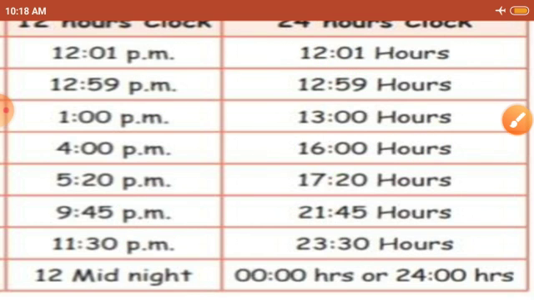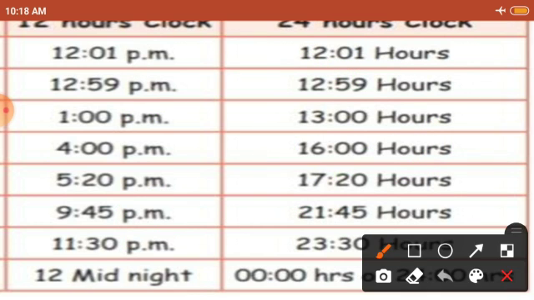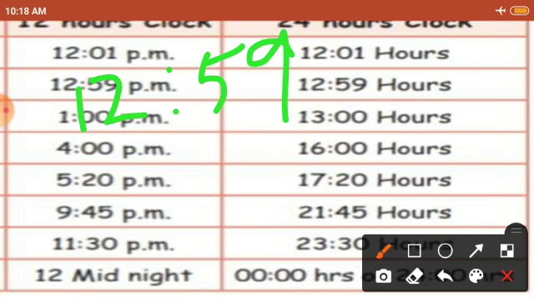Next thing is 12:59 PM. So 12:59, this is actually before 1 o'clock, right? So 1 o'clock and after 1 o'clock only, if it is PM, you have to add 12 with it. So before 1 o'clock, it is also 12, it is also PM only, but it is before 1 o'clock. If this happened, you don't need to add 12 with it. Simply write the time you have. Here what time do you have? You have 12:59. So this is not 1 o'clock, so you don't need to add 12 with it.